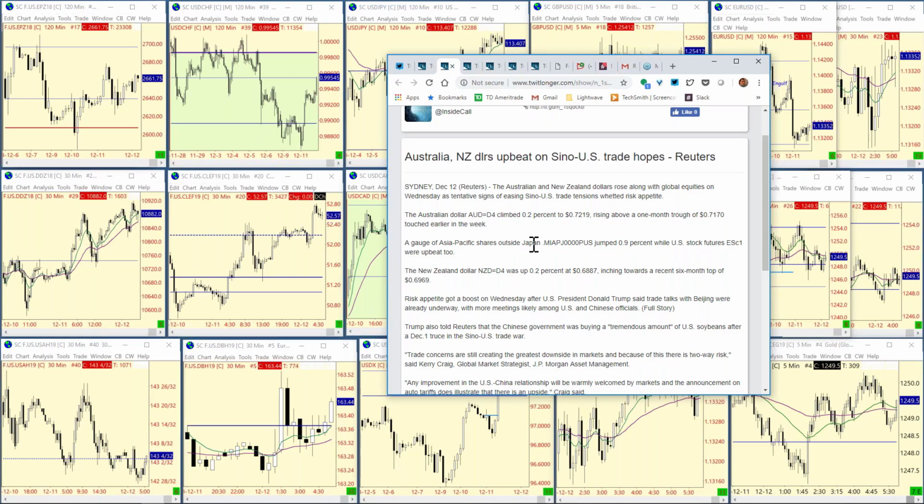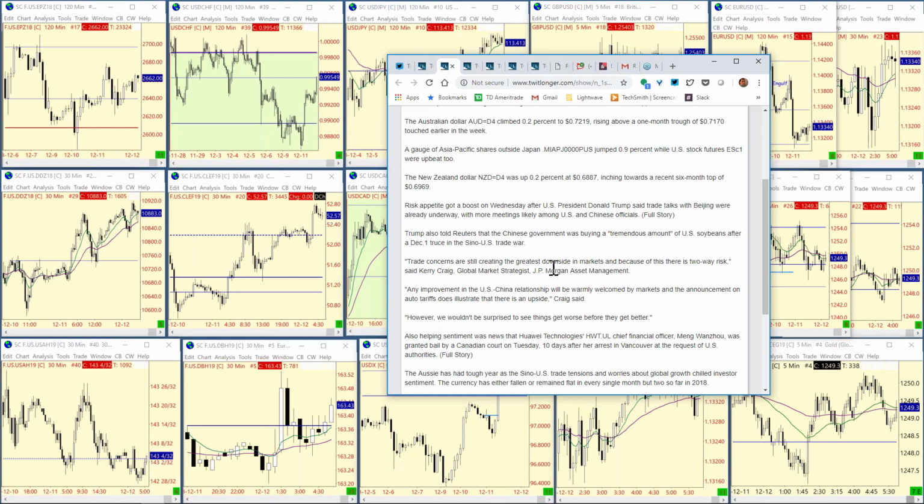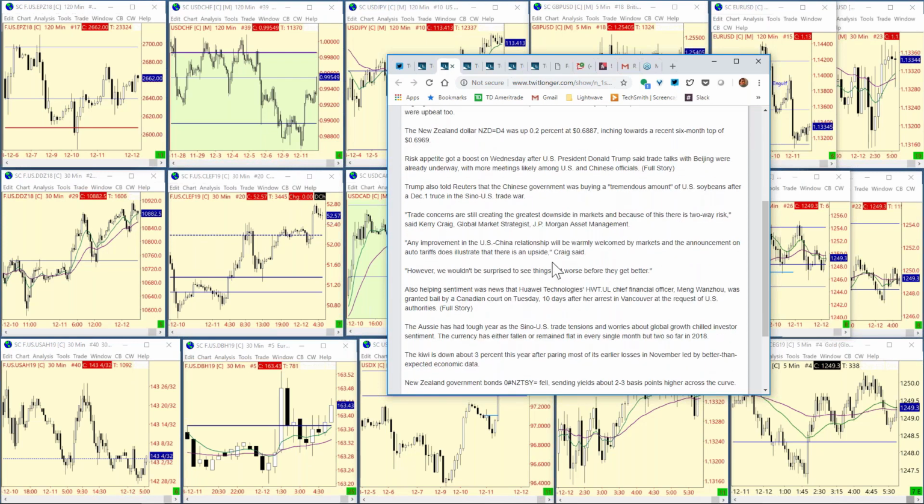Risk appetite got a boost on Wednesday after President Trump said trade talks with Beijing were already underway, with more meetings likely among U.S. and Chinese officials. Trump told Reuters that the Chinese government was buying a tremendous amount of U.S. soybeans after the December 1 truce. Trade concerns are still creating the greatest downside in markets. Because of this, there is a two-way risk, said Kerry Craig. Any improvement in the U.S.-China relationship will be warmly welcomed by markets, and the announcement on auto tariffs illustrates that there's an upside. However, we wouldn't be surprised to see things get worse before they get better.